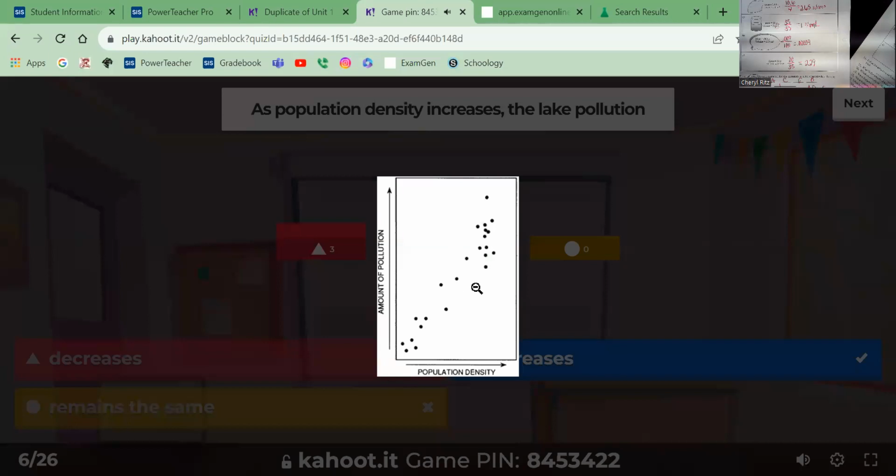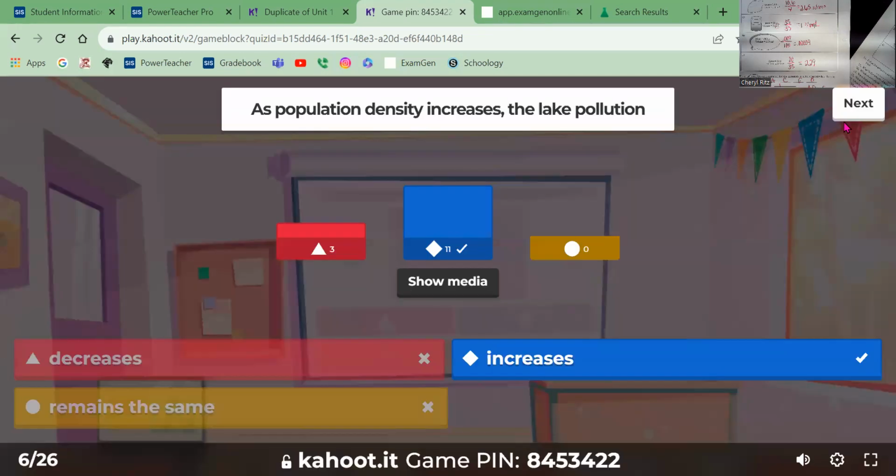So even though there's not a line here, you can see that most of the dots are plotted in this center area. If you had to do a best fit line, it would be a straight diagonal line right here. So as population density increases, amount of pollution increases.